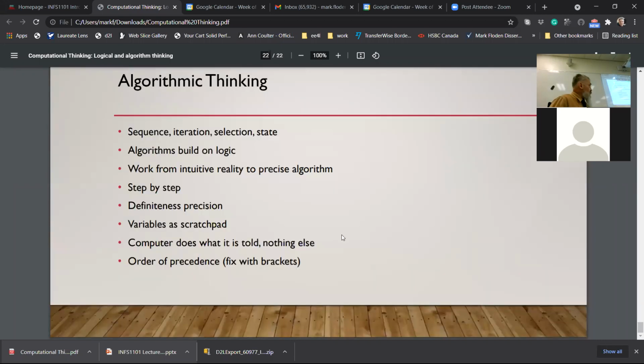So I went through that kind of quickly. This stuff here was in the previous lesson, right? Algorithms, sequence, iteration, selection, and state. Remember the diagram, the model that was the turnstile? It had a state, right? Either the turnstile was open or it was locked. So that's what they mean by the state.